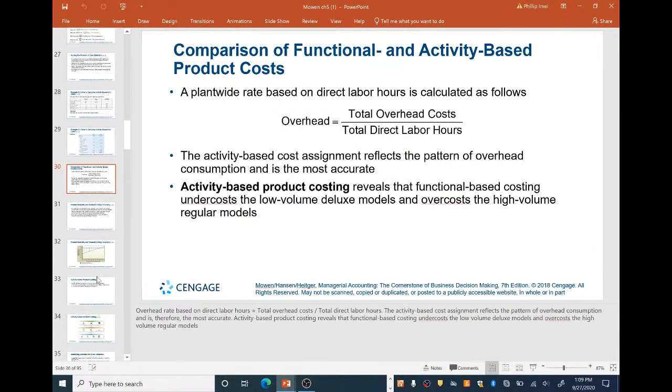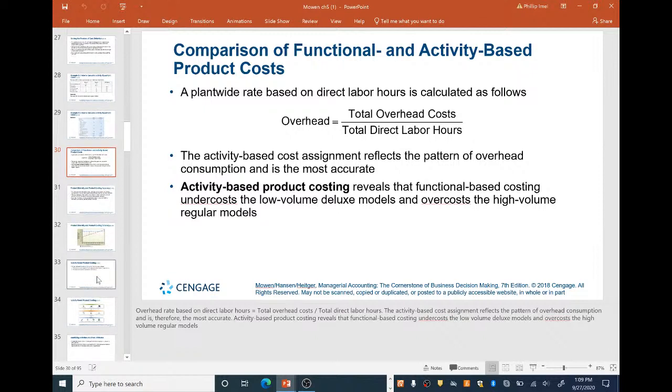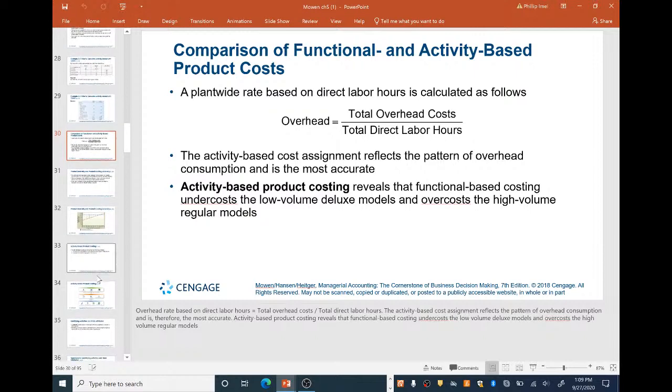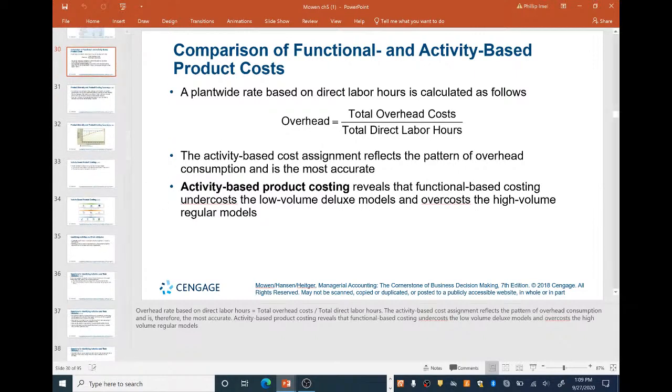The comparisons of functional and activity-based product costs: a plant-wide rate based on direct labor hours is going to be calculated as follows. So we can see here the formula for overhead. The numerator will be the total overhead costs. Your denominator is going to be the total direct labor hours.